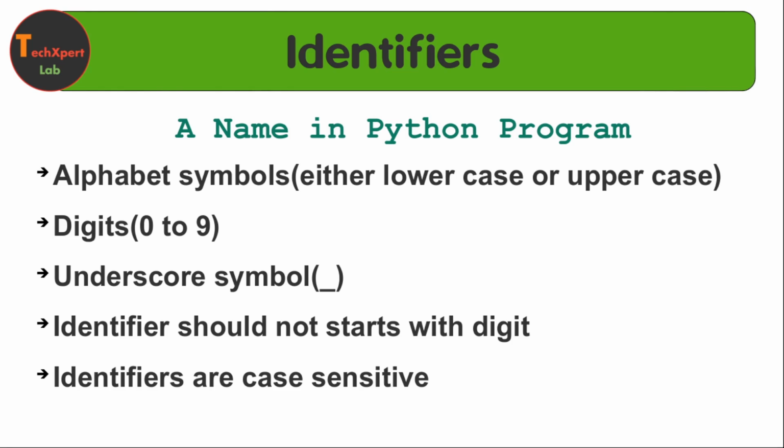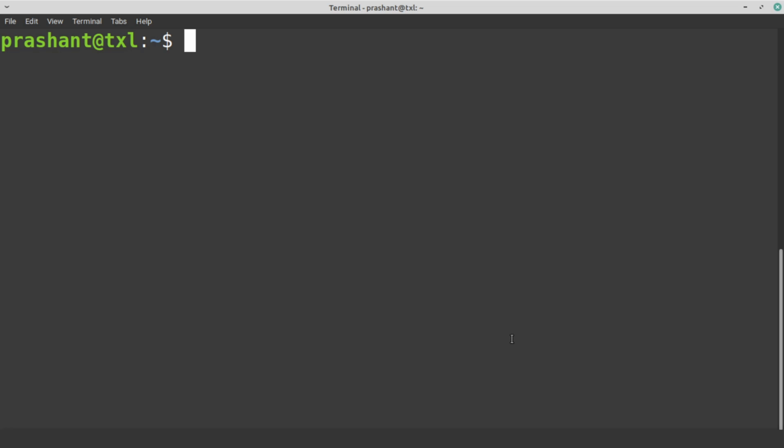The first rule is using alphabet symbols, or we can say the only allowed characters in Python are alphabet symbols, either lowercase or uppercase letters, digits from 0 to 9, and the underscore symbol. So these are the only allowed characters. I'm using a Linux shell here. So let's start with the first rule.